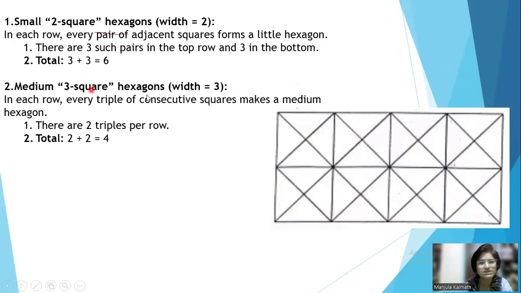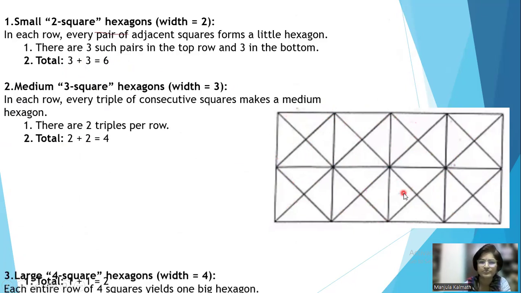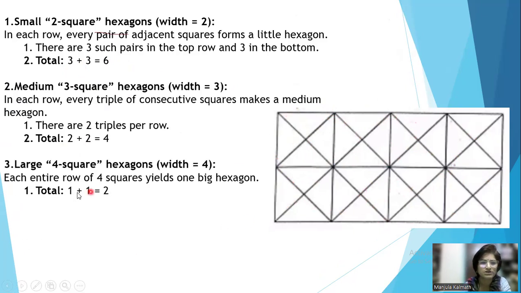Next one we have 3 square hexagons. 3 square hexagons means here we will be considering this square hexagon 1 as well as 2. Here in one row we have 2. Like that in two rows it will be 4. Then next comes 1 plus 1, 2. Here we have 4 square hexagons. This 4 square is 1 as well as this is also 1.